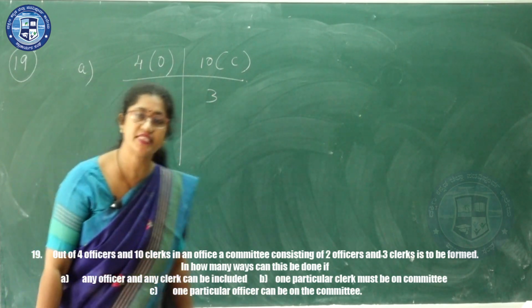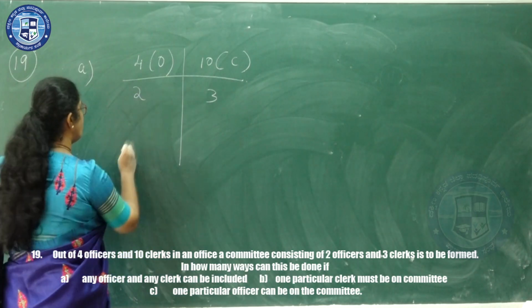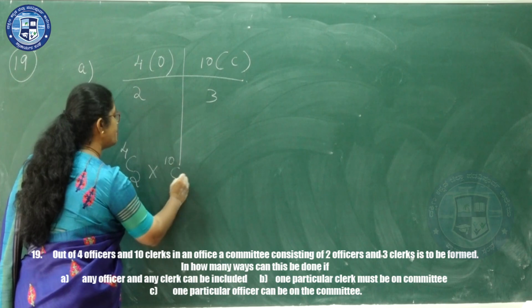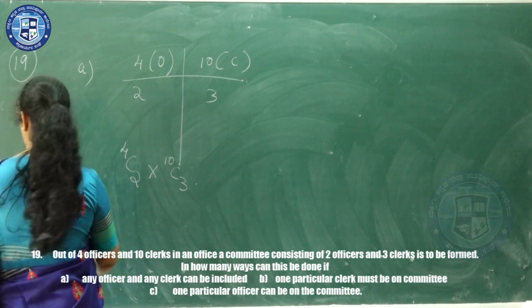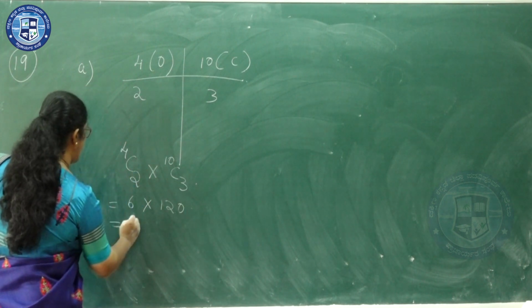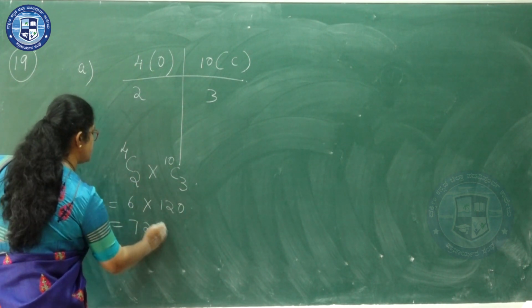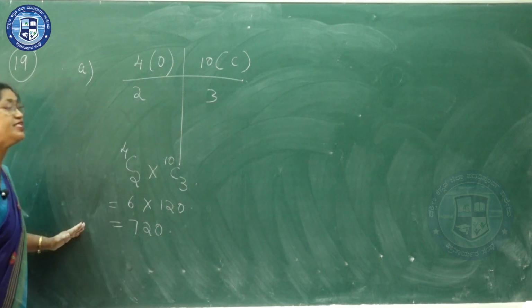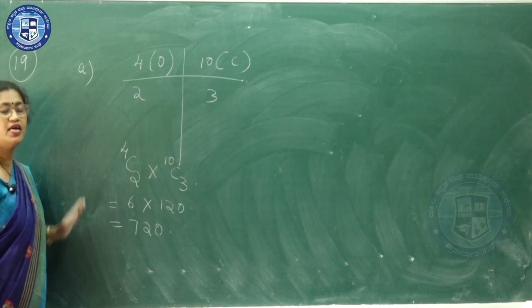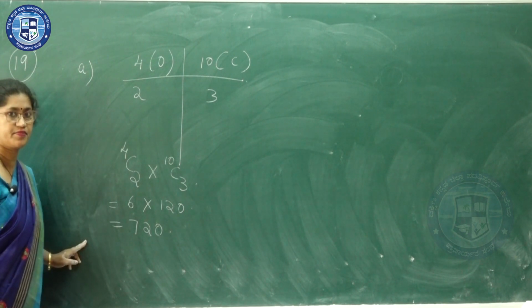In how many ways can this selection be done? From 4 you have to choose 2, and means into, from 10 you have to choose 3. I will do the calculation. This is 6 and this is 120, and this total is equal to 720. So the different selections possible is 720, and this is for option A.